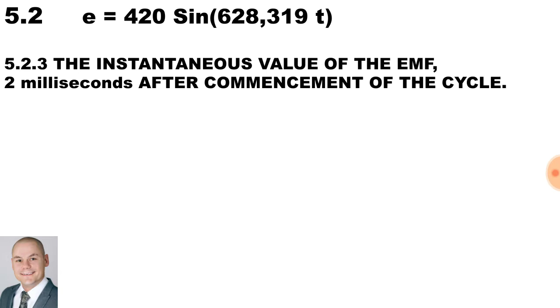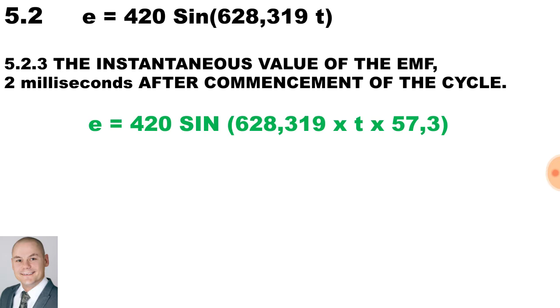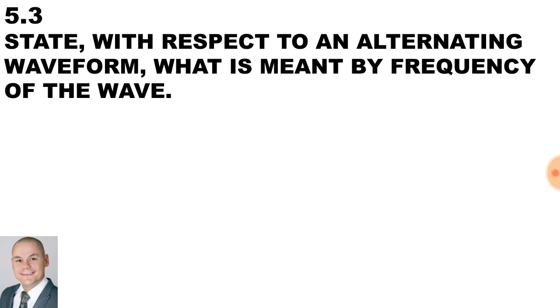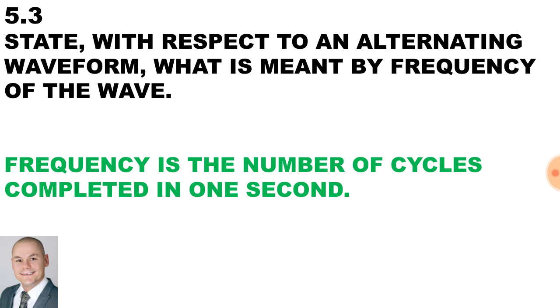Now, 5.2.3, calculate the instantaneous value of the EMF 2 milliseconds after commencement of the cycle. So here, this is a little bit easier. We have to calculate the instantaneous value, and the time that is given is 2 milliseconds. Now, don't forget your 57,3 in order to convert radians to degrees. Therefore, the instantaneous value is 399,455 volts. Question 5.3. State with respect to an alternating waveform what is meant by frequency of the wave. Frequency is the number of cycles completed in 1 second.